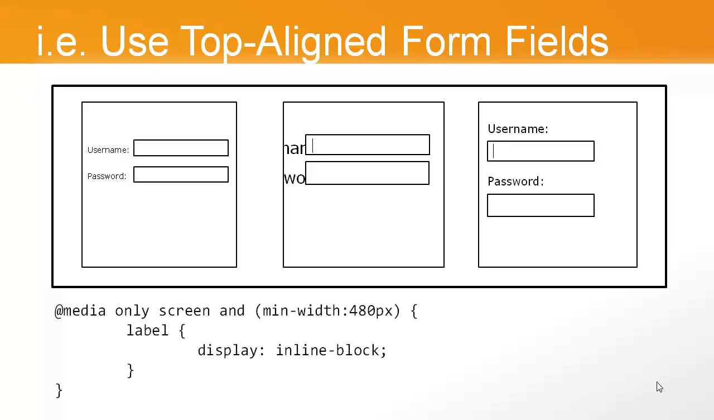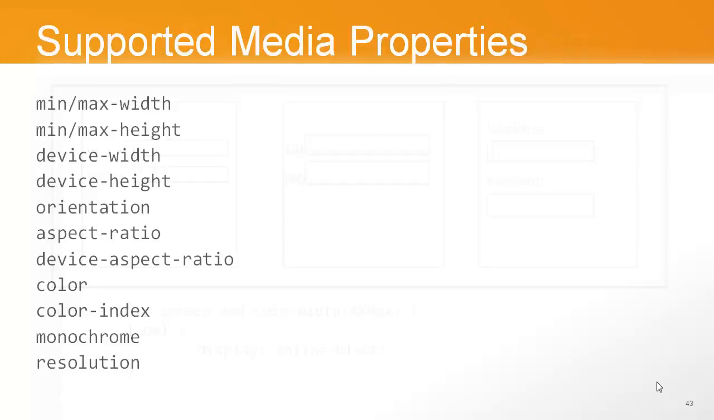You just put a media only screen with a max width of 480 pixels, and then you want the label to be displayed inline block. That way it provides top-align form fields. Now, this will only happen when you shrink the viewport to less than 480 pixels. So this is very, very important to keep in mind. With this you can dynamically shrink or change things in your page in order to react to the different sizes that there are, so you can provide a better look and feel to your pages.